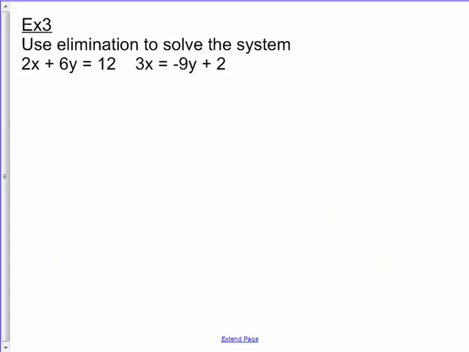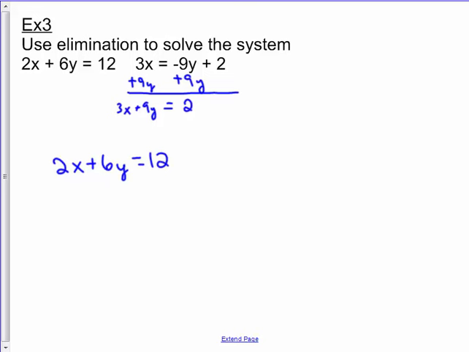The last system to solve here. So in this one, the first one is all in the standard form. X's, y's equal your number. Second one, I'm going to move the 9y over. So I have 3x plus 9y equals 2. I'm going to rewrite them. And again, I'm going to write them in vertical order here and line things up.